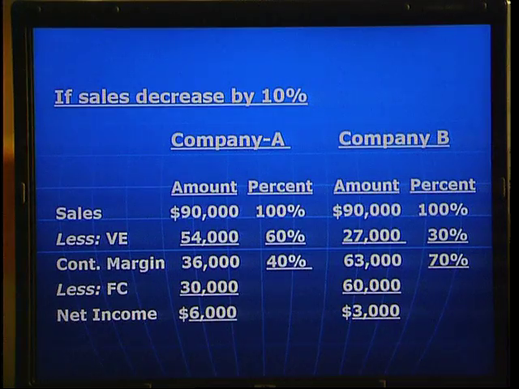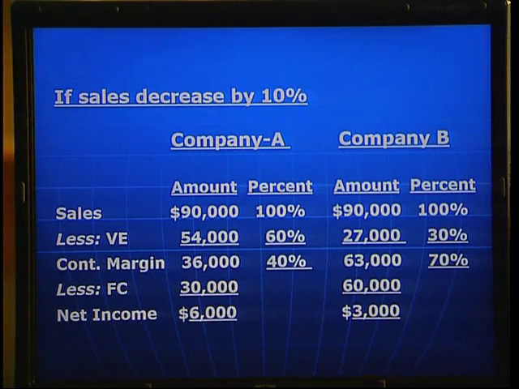The total sales revenue for both the cases will be $90,000. Variable expense for company A will be $54,000. Fixed cost will remain same, that is $30,000. So, net income is $6,000.